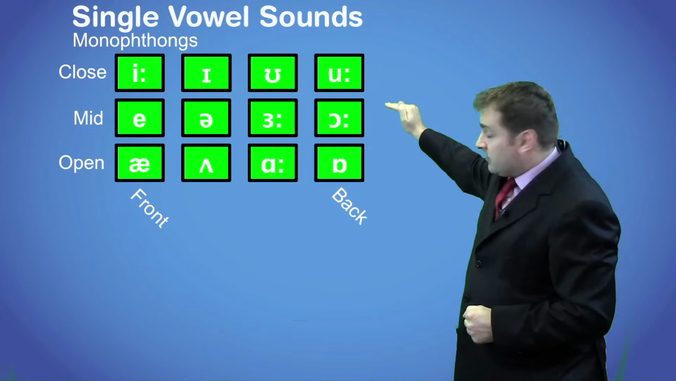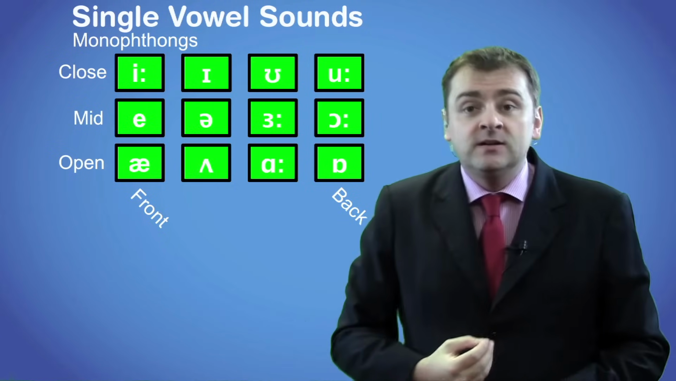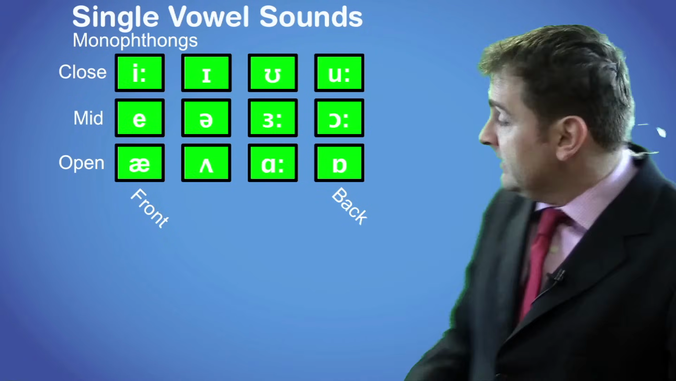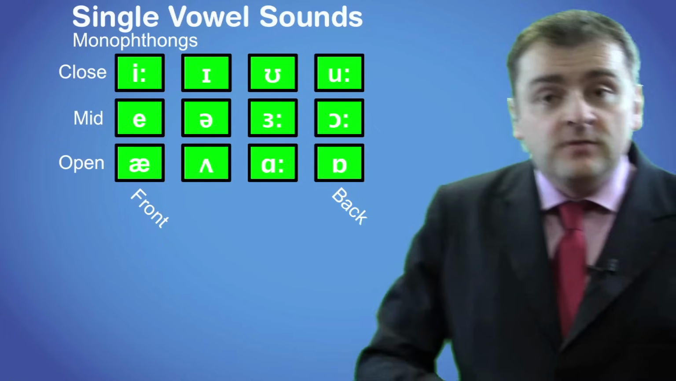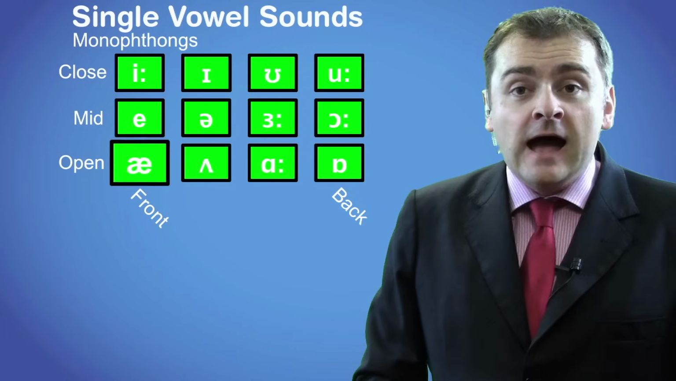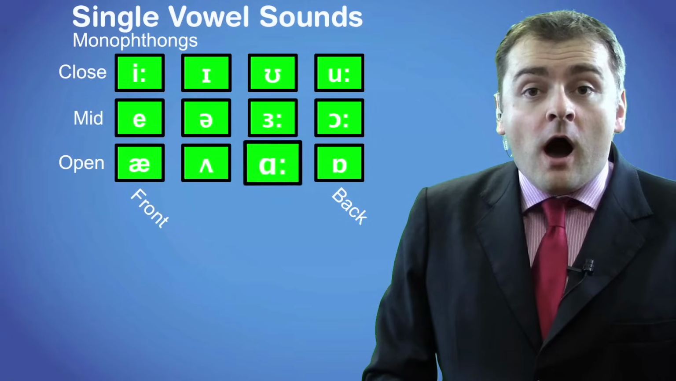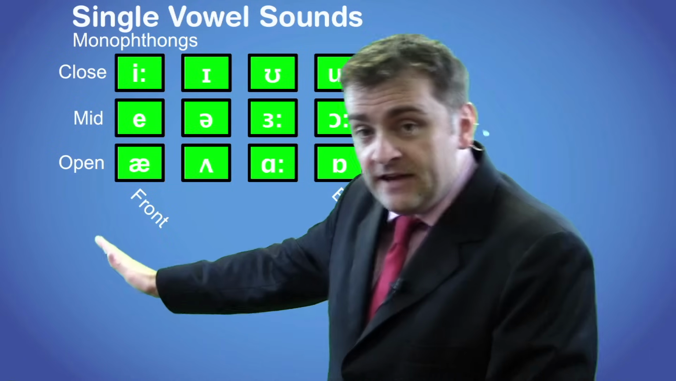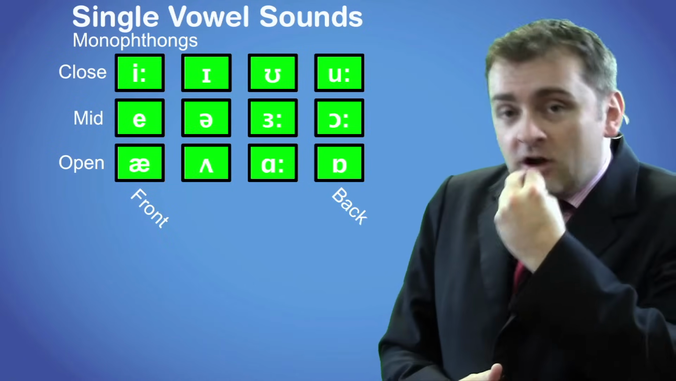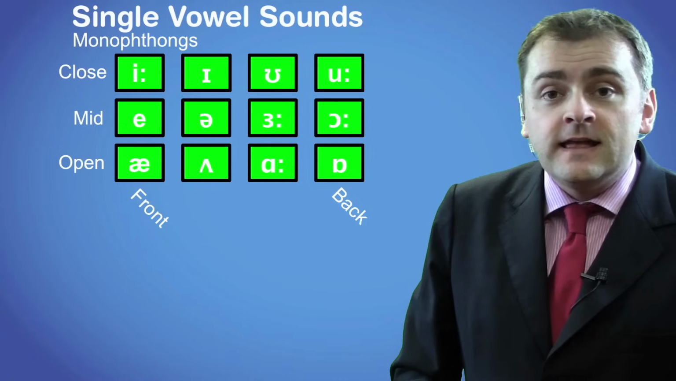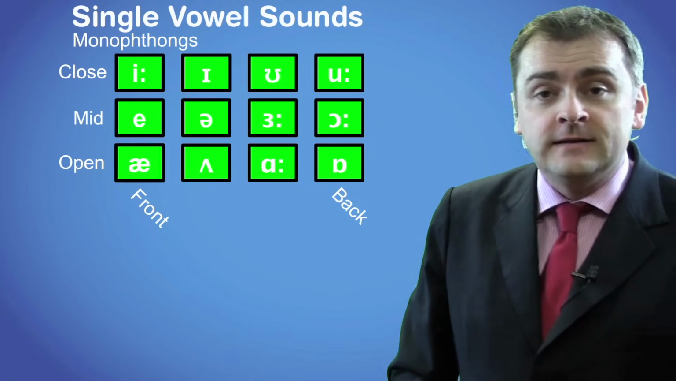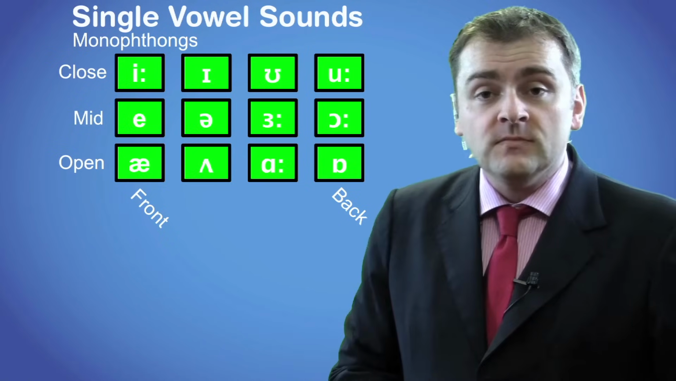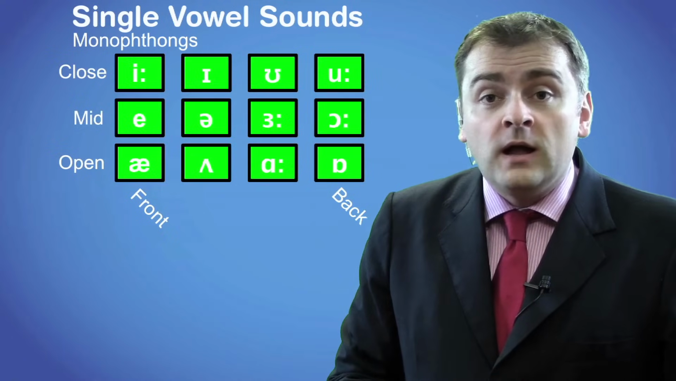For the sounds on the top row, the mouth is almost closed. For the sounds on the bottom row, the mouth is almost wide open. For the sounds on the left, our tongue is near our front teeth. But when we get to the right, our tongue has moved back.